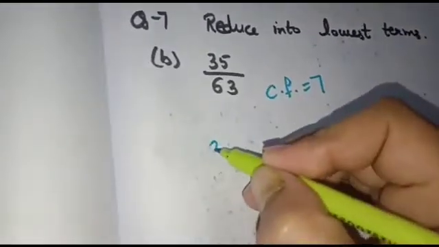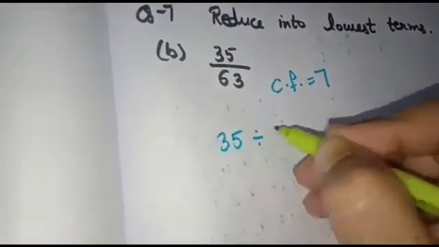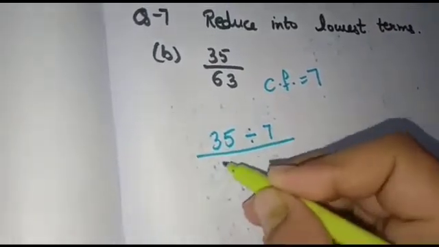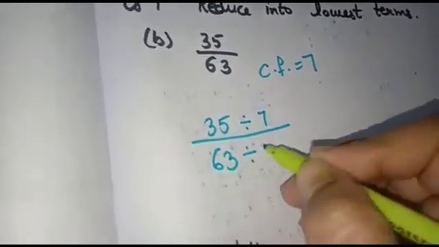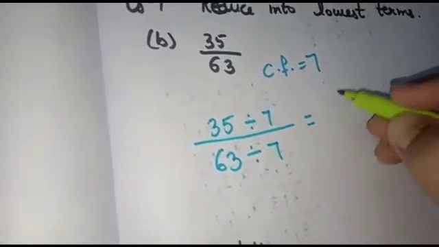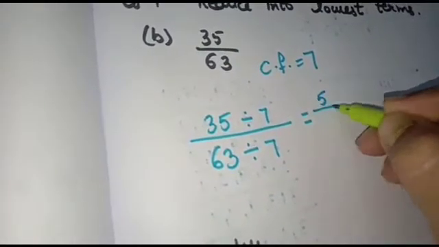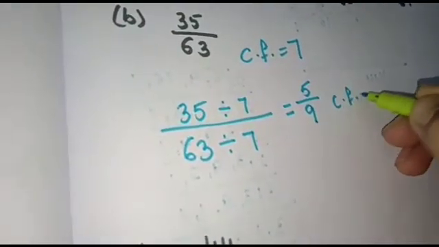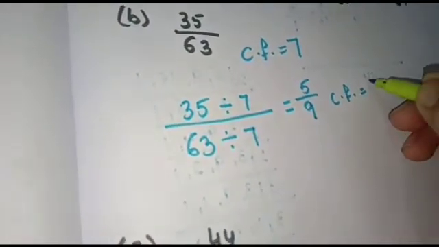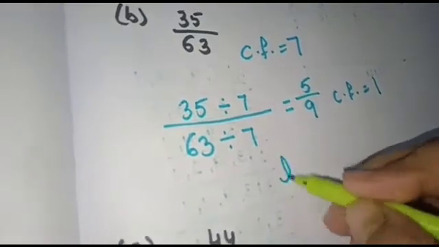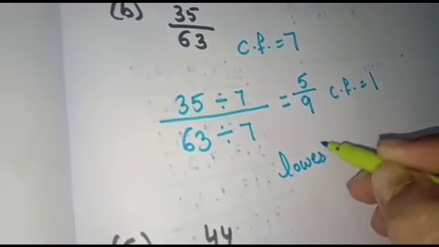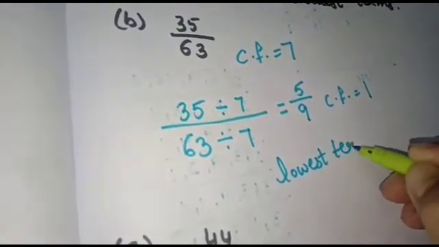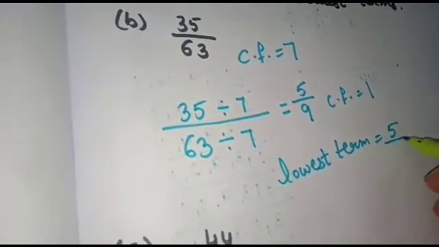So, what do we have to do now? 35 divided by 7 and 63 divided by 7. When 35 is divided by 7 it's 5. 63 divided by 7 it's 9. Now think of the common factor of numerator and denominator. It is 1. So 5 by 9 is the lowest term of the given fraction.